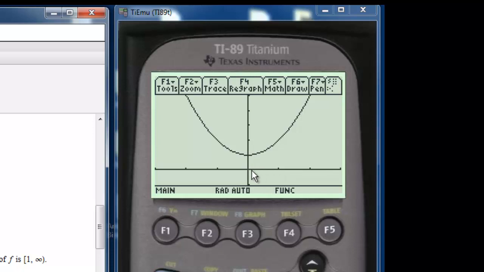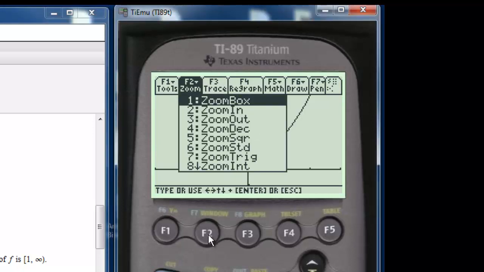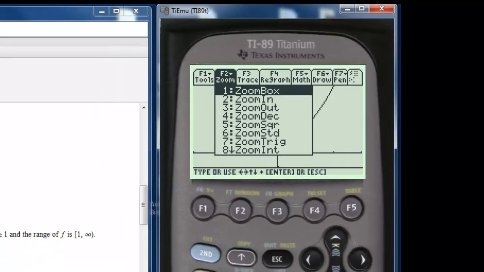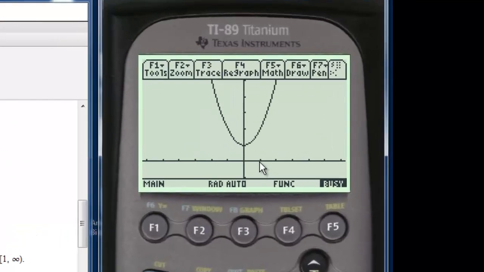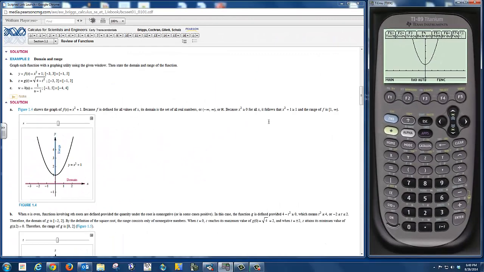So the scale in the X and Y direction doesn't seem to be the same. If we'd like them to be the same, we will change the window on that. We can do that with the F2 zoom command, F2, and that is called zoom square, option 5. That evens out the tick marks. So now you'll notice that a length of 1 horizontally and a length of 1 vertically look the same. So now our graph looks closer to the graph in the textbook.